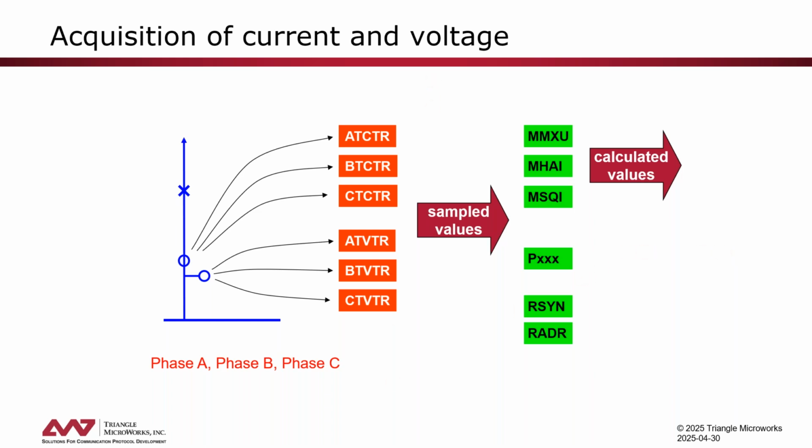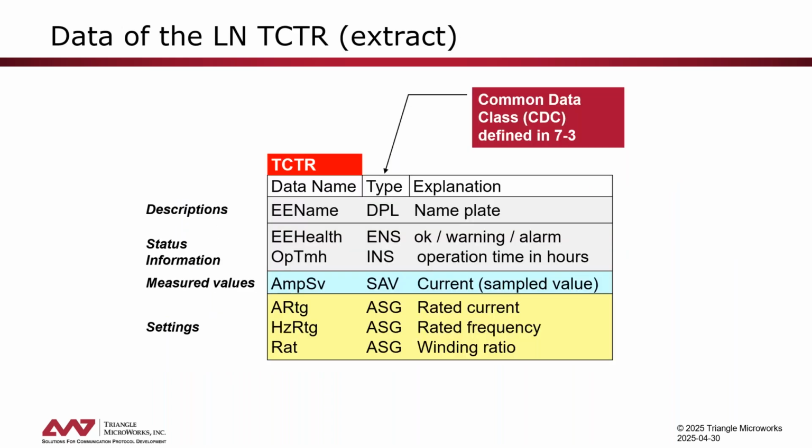Now let's have a look at the details of some of these logical nodes. The first one, the logical node TCTR for the current transformer. The key data object here is the AmpSv, what we call AmpSv. That's a sampled current. So this is of a common data class for samples that are transmitted with sampled values. We also have a few settings related to the current transformer, like the rated current, the rated frequency, or the winding ratio. These are settings. They use the common data class ASG.